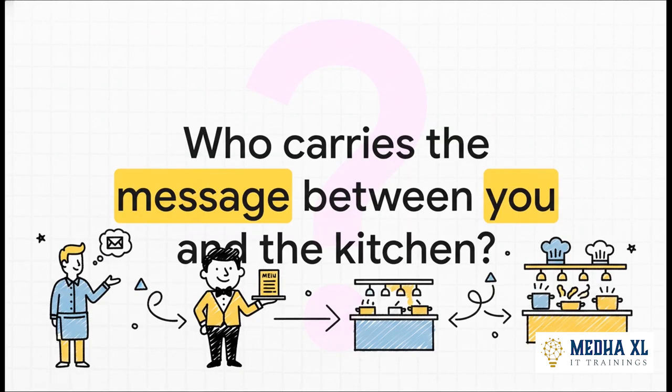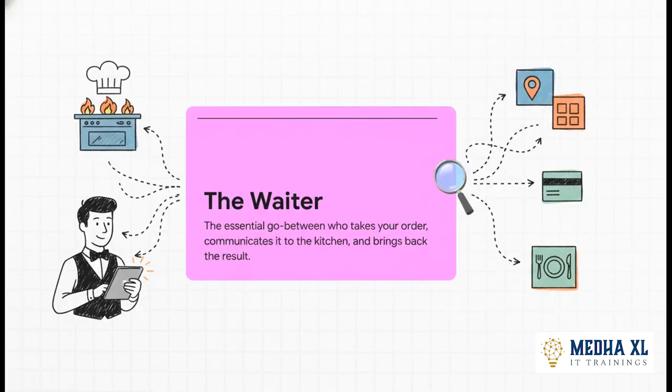So here's the million-dollar question. You're at your table, the kitchen's way back there. How does your specific order get from you to them? And then, how does the food get from them all the way back to you? There has to be some kind of go-between, doesn't there? Of course, it's the waiter. The waiter is the absolutely crucial link in this whole chain. They take your order, they translate it for the kitchen, and then they bring back exactly what you wanted. This waiter, they're the real hero of our story today.